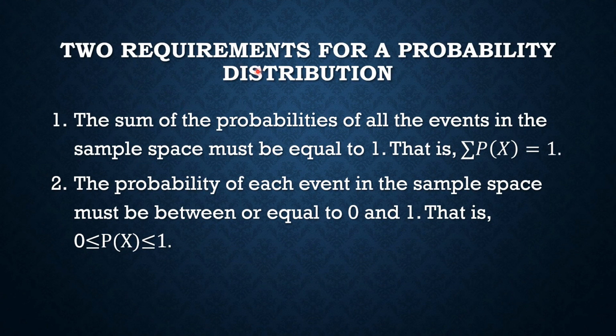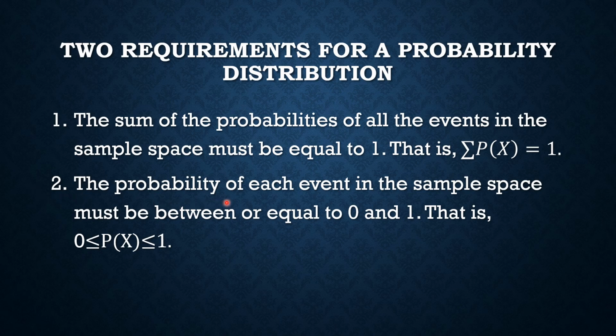There are 2 basic requirements for a probability distribution. This is very important, especially when we are dealing with tables and then we are asked to determine whether that table represents a probability distribution, we have to remember these two requirements. Number one, that the sum of the probabilities of all the events in the sample space must be equal to 1. That is, when we add all the probabilities, dapat 1.